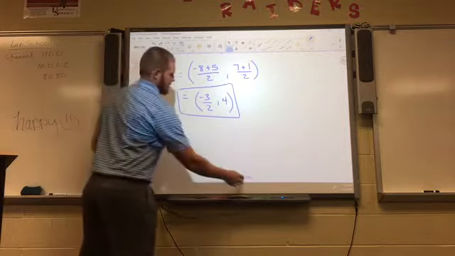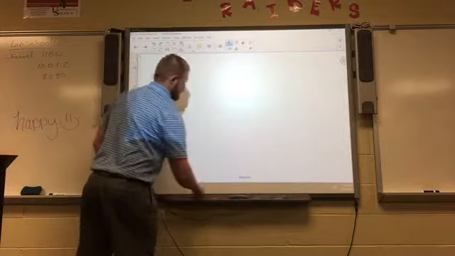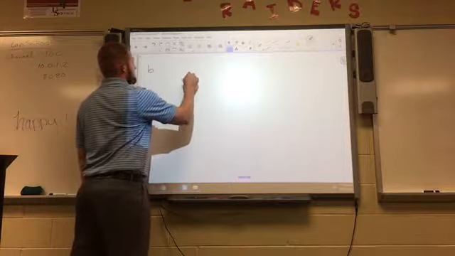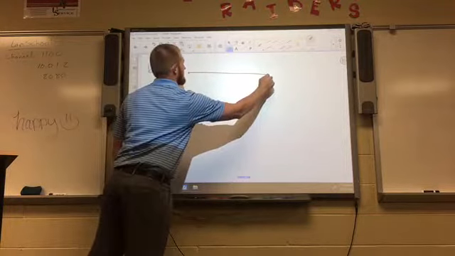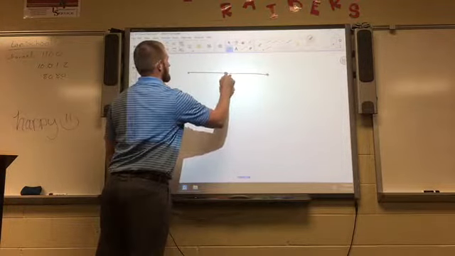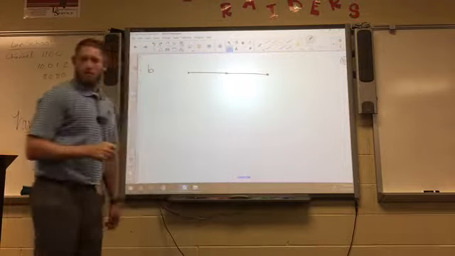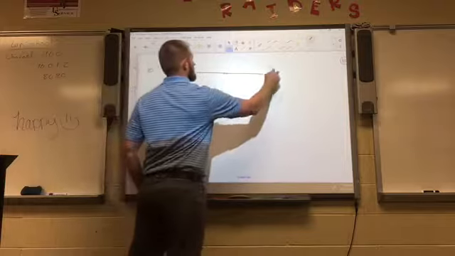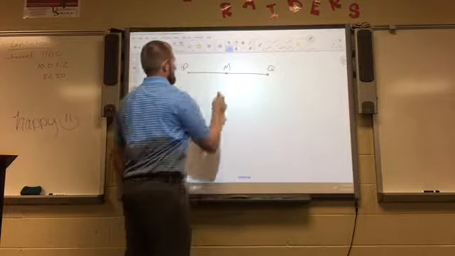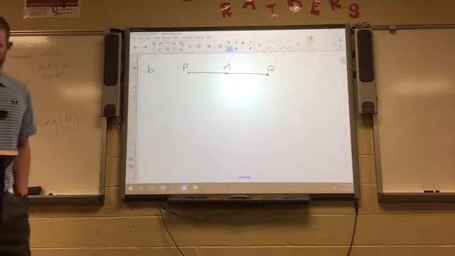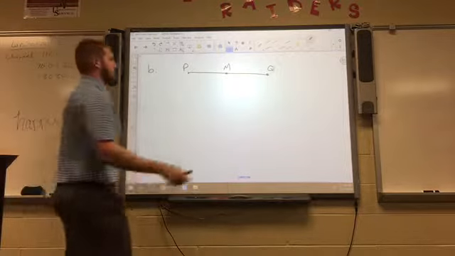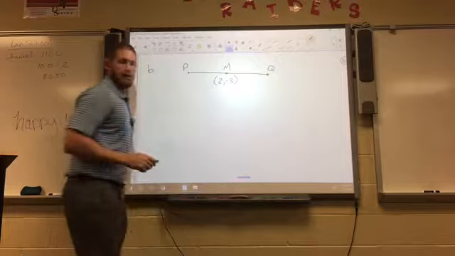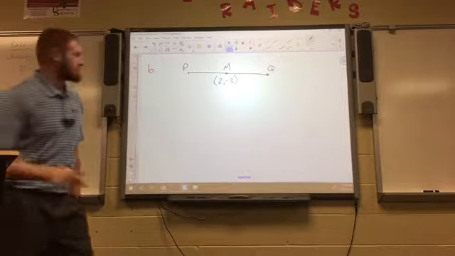The second part, part B. In part B, they still give you a segment with a midpoint. The segment is PQ. They say that point's M. The difference is now they tell you that the midpoint is at 2, negative 3, and point P is at 4, 1.